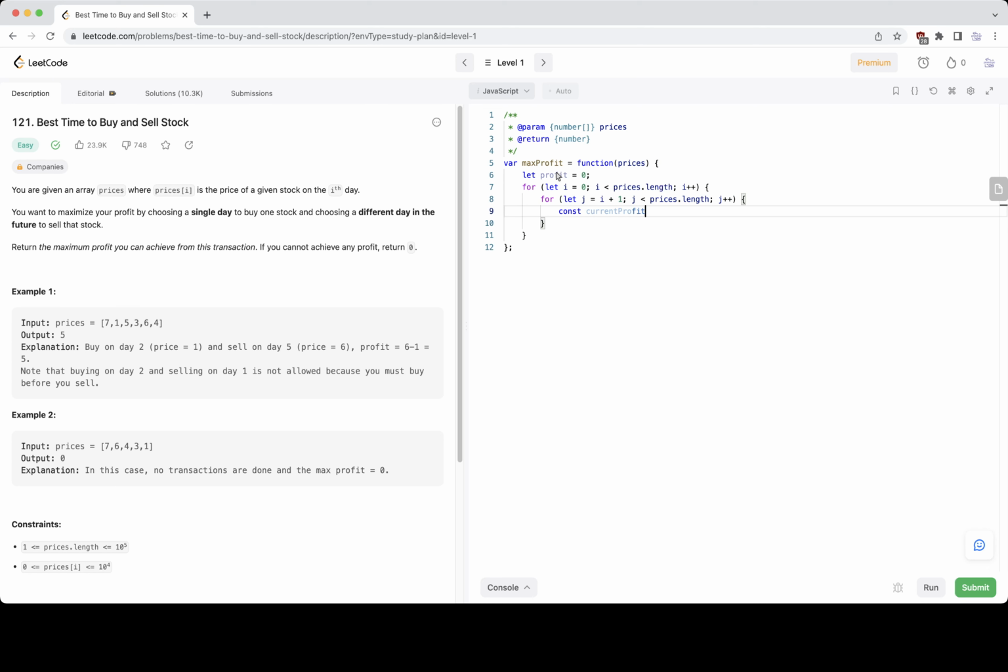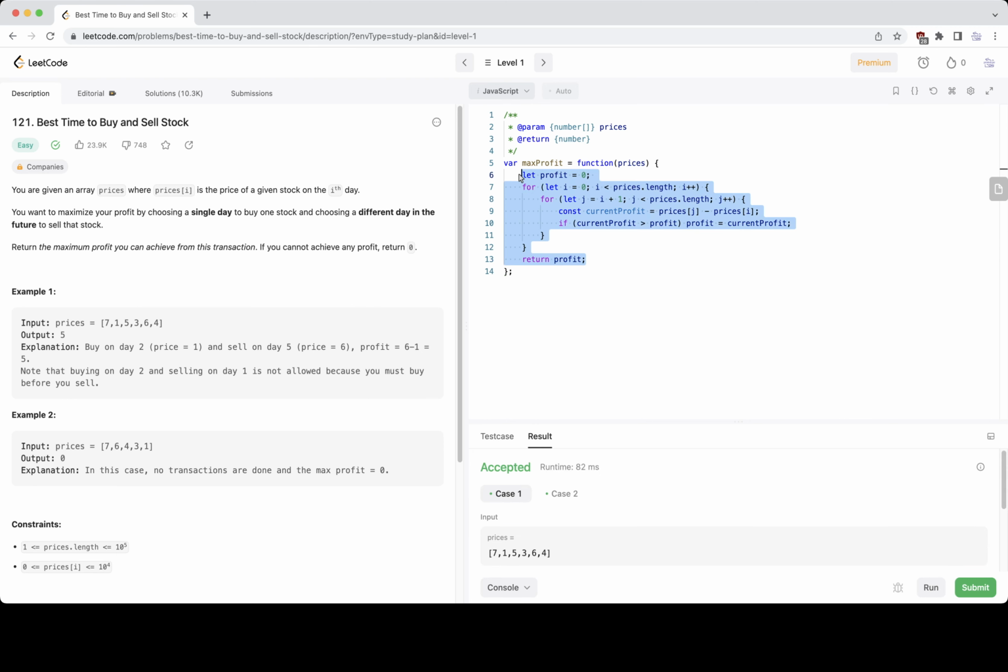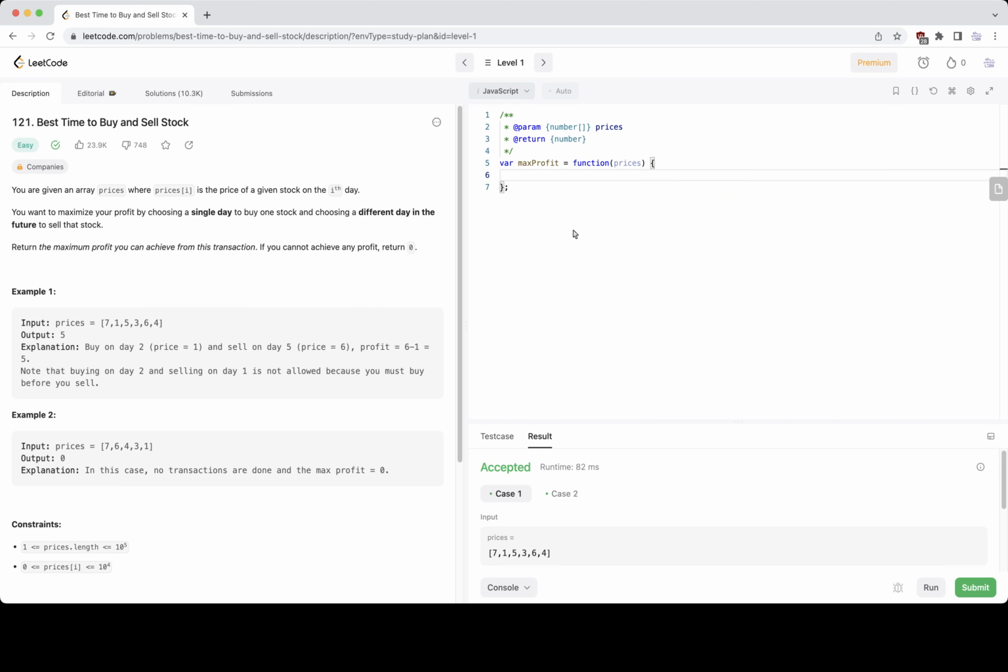j would also be less than prices.length, and then j would also increment, and the current profit would be prices[j] minus prices[i]. And if the current profit is greater than profit, then set the profit. And return. Okay, so that would be the big O of n squared solution. Obviously no good. So how do we do better?